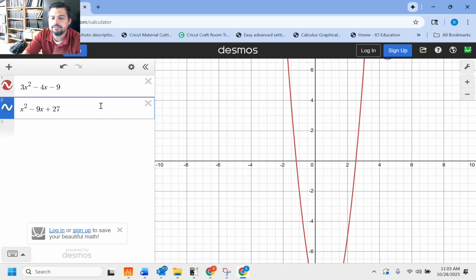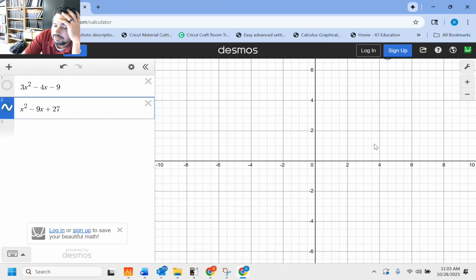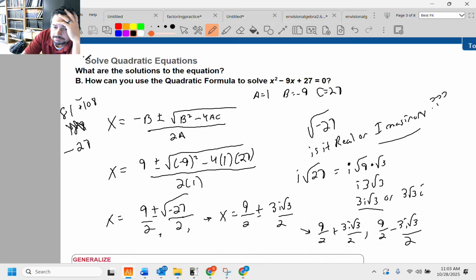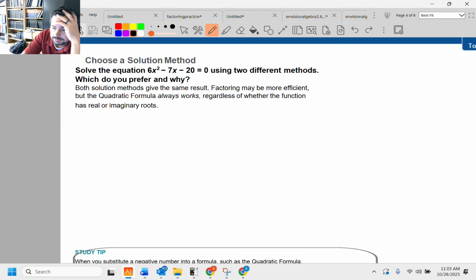Plus 27. There we go. And no, it doesn't. You'll notice that it didn't have any x-intercepts. It has solutions, but they're not real, okay? They're not real solutions. Anywho, moving forward.